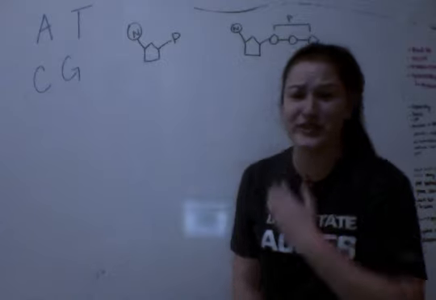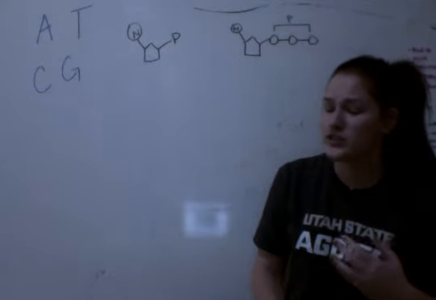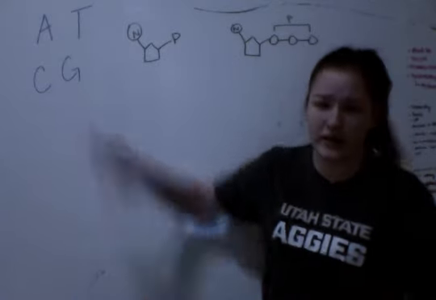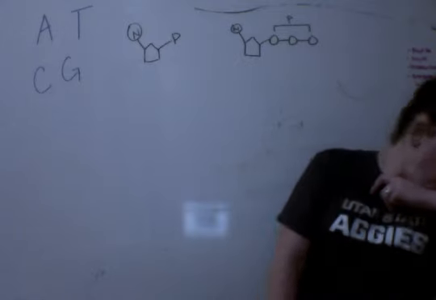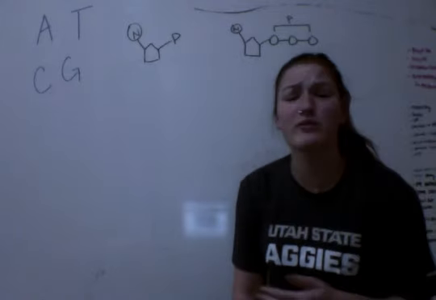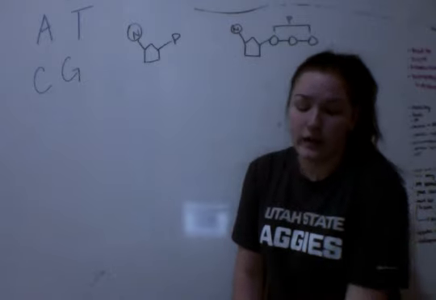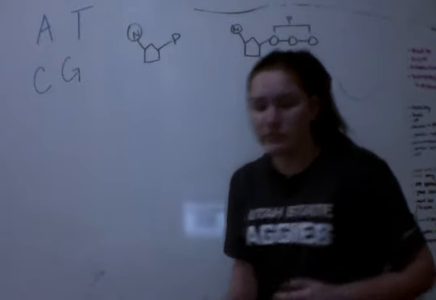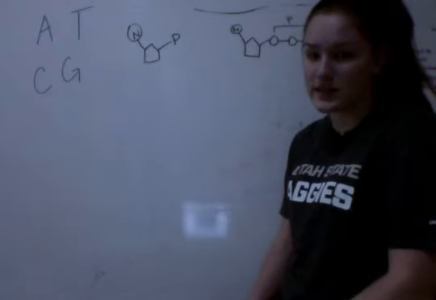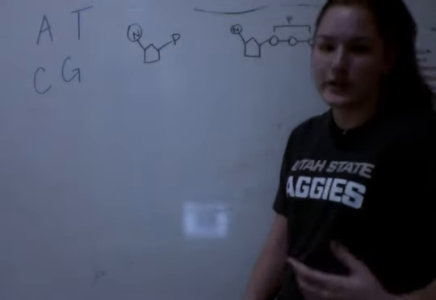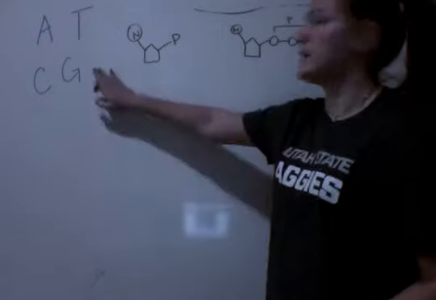Just a couple more things on base pairing. So, she might ask something about how many hydrogen bonds are in between each set of nitrogenous bases. When she talks about nitrogenous bases, this would be your A and T and your C and G.